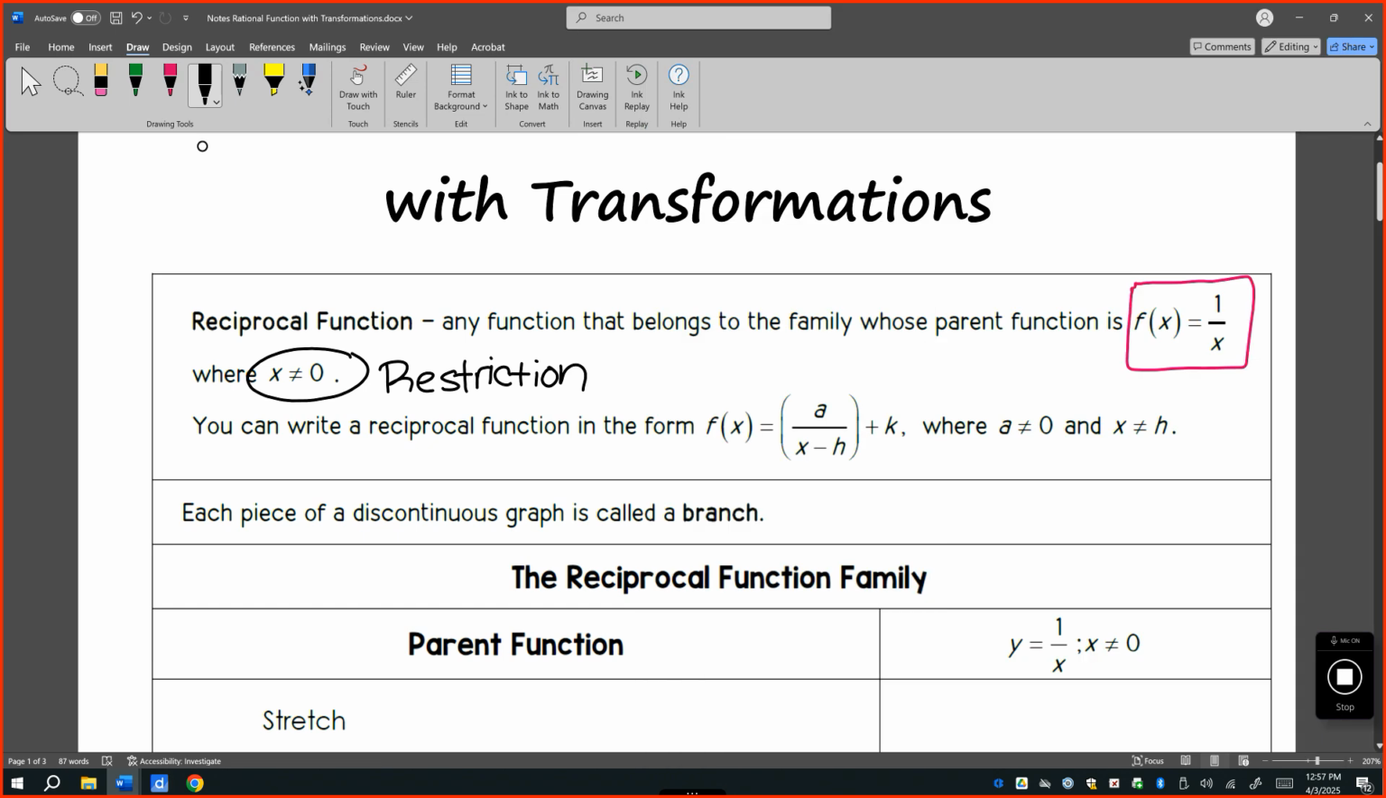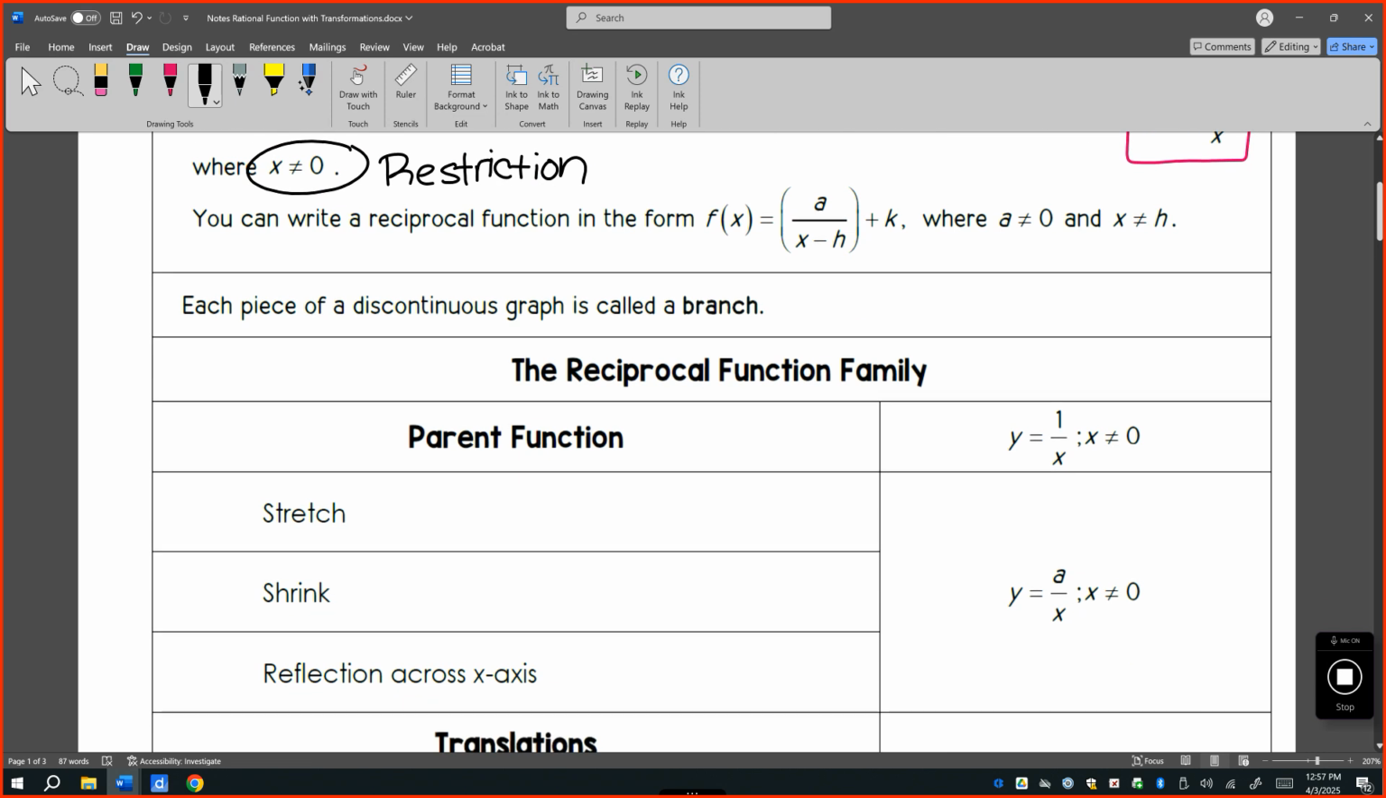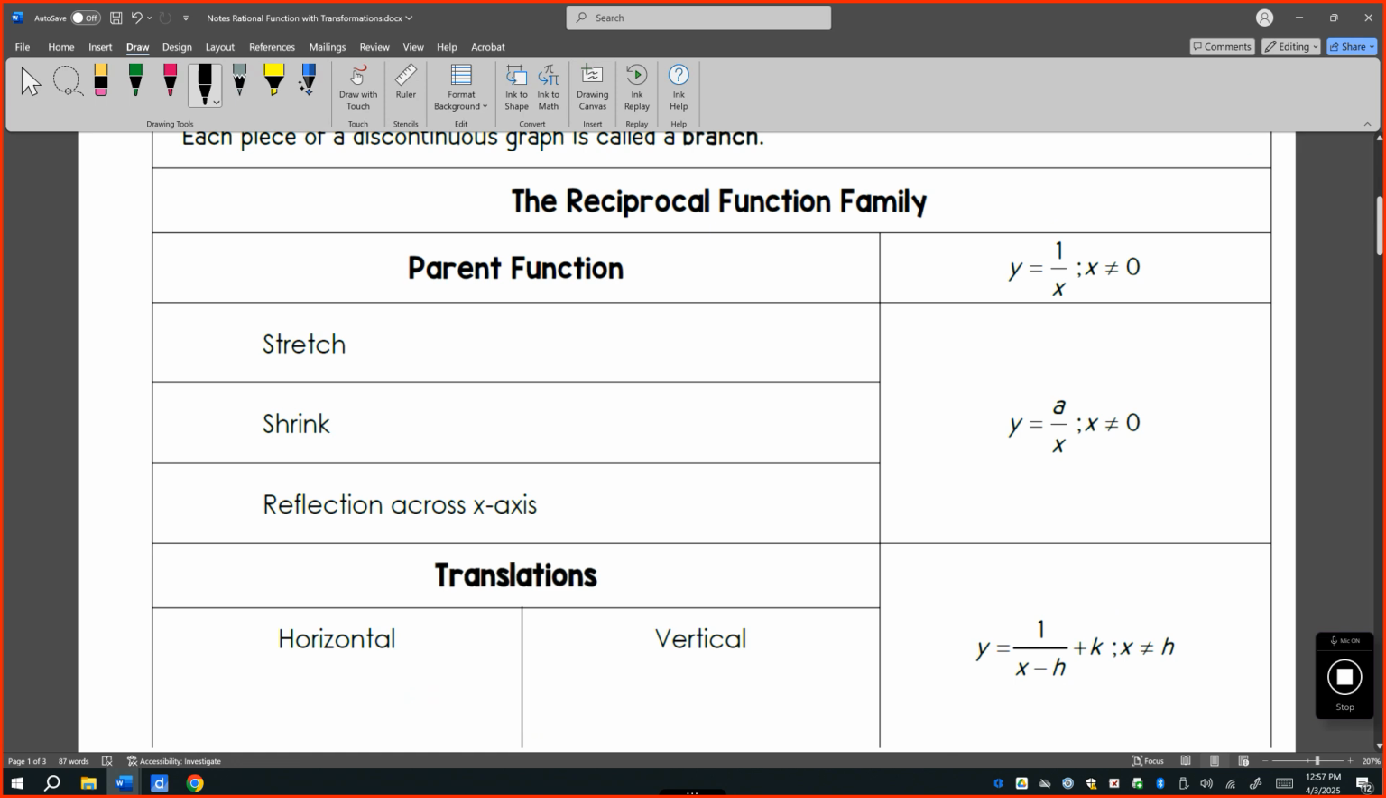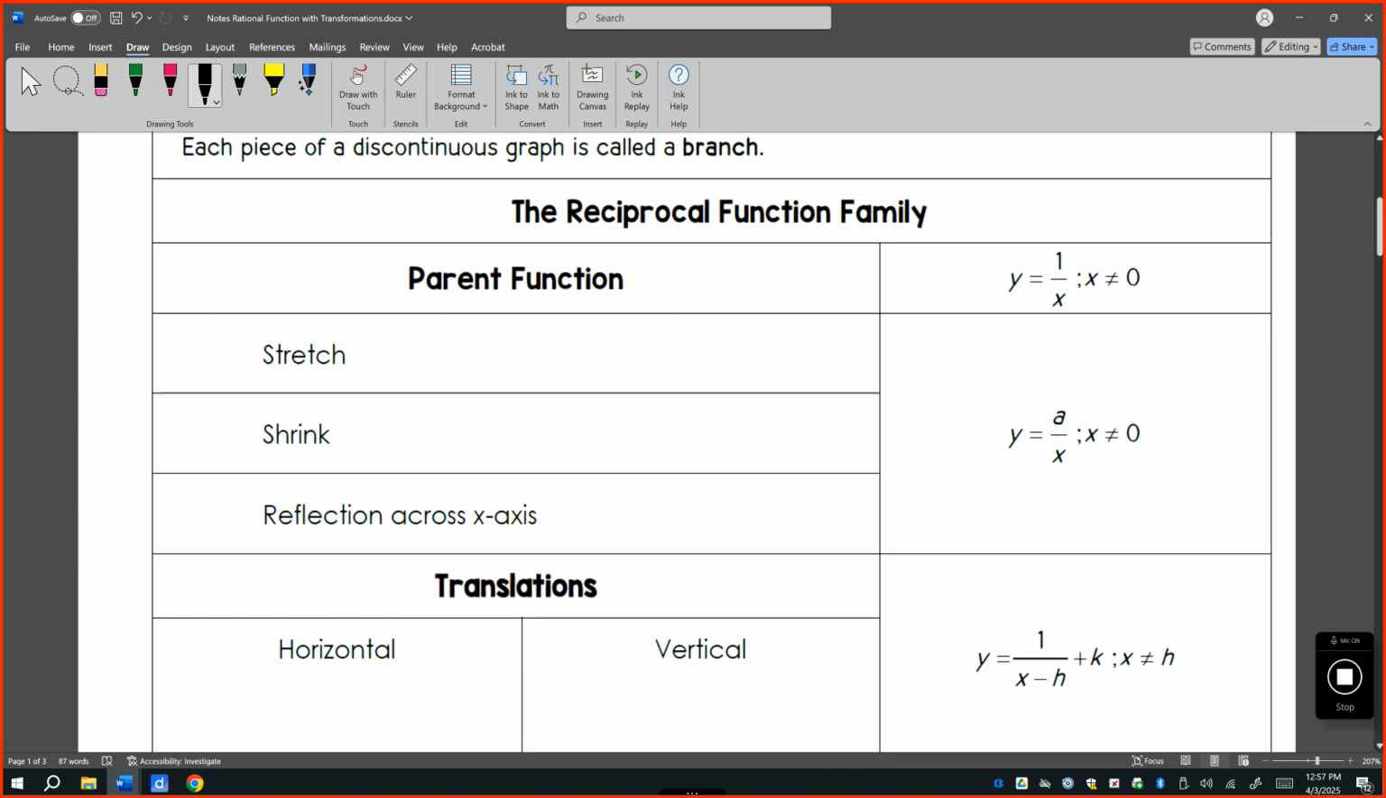Okay. And then all of our friends are back, A, H, and K. They're back one more time, okay? All right, so let's pick this apart, okay? We got our parent function, all right? We can have stretches and shrinks. Vertical stretch, you know that with a vertical. I'm going to write the word vertical in front of this. Vertical stretch, that's when your A is greater than 1. This is all just a review, right?